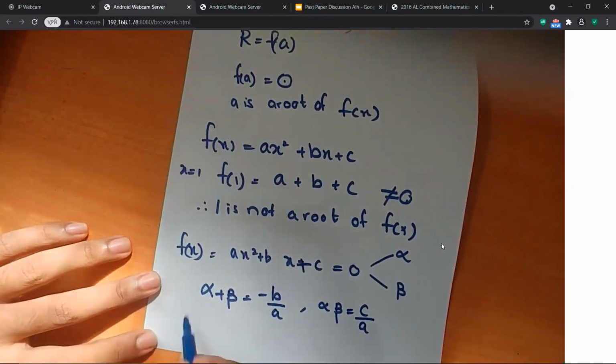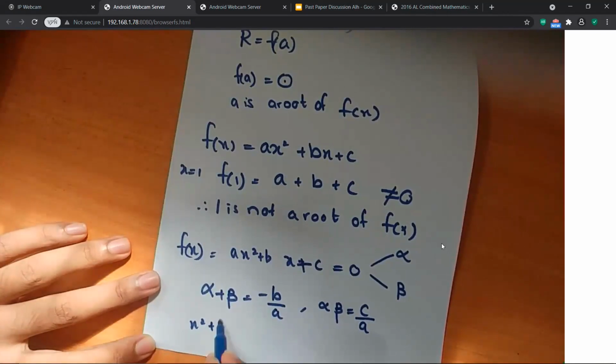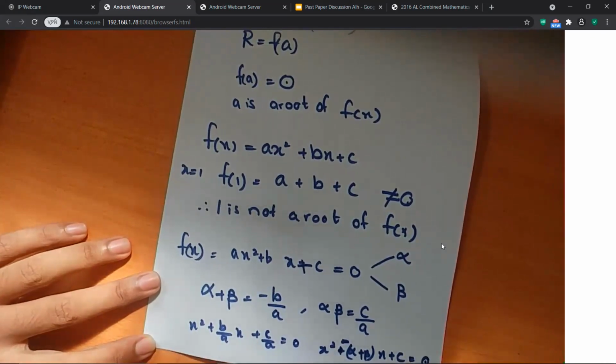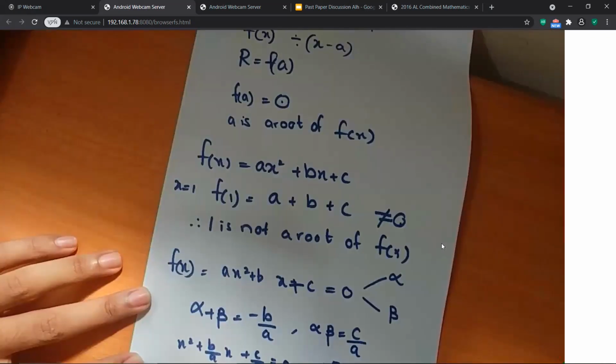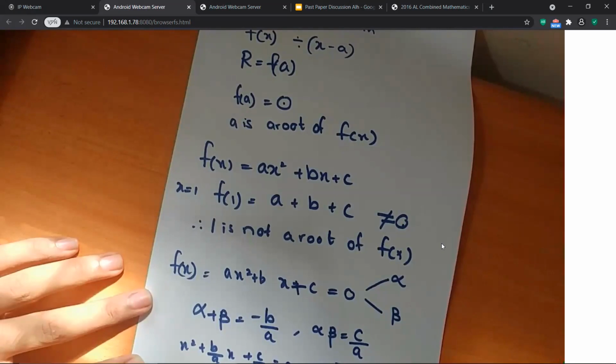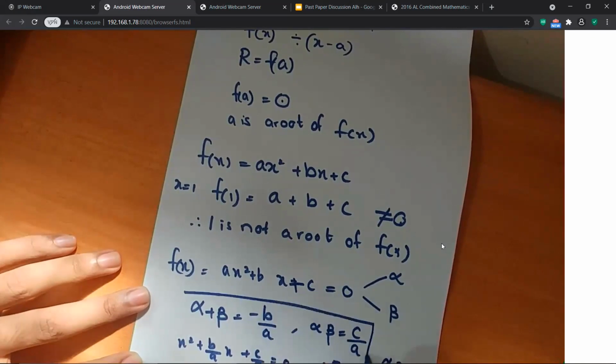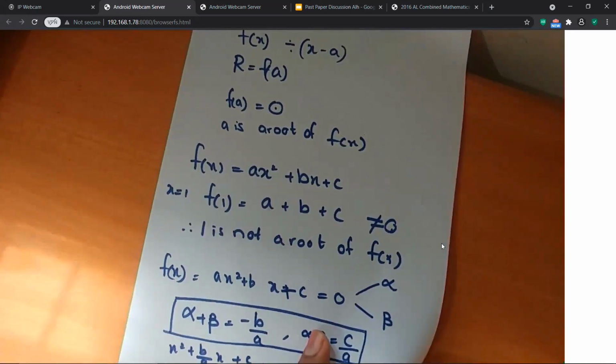If you remember, if you take a out, you get x squared plus b over a times x plus c over a is equal to 0. This same thing can be written as x squared minus (alpha plus beta) times x plus alpha beta is equal to 0. Sorry, minus. So then what would happen here? If you compare the coefficients, alpha plus beta is equal to minus b over a, and alpha beta is equal to c over a. So using these two things, we can get the equation that we need.